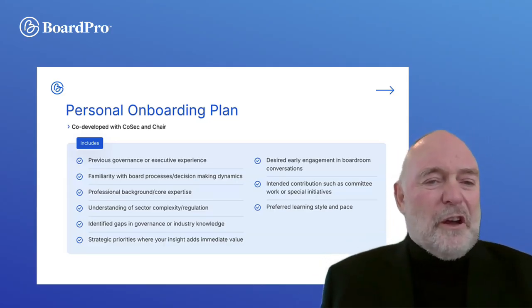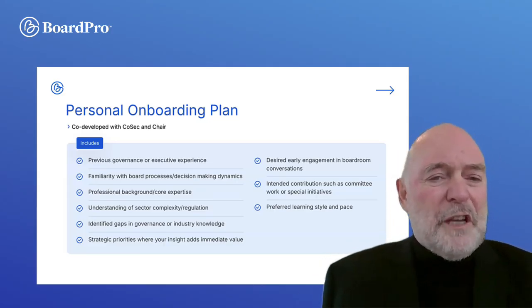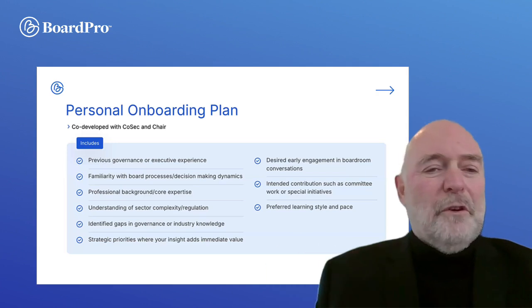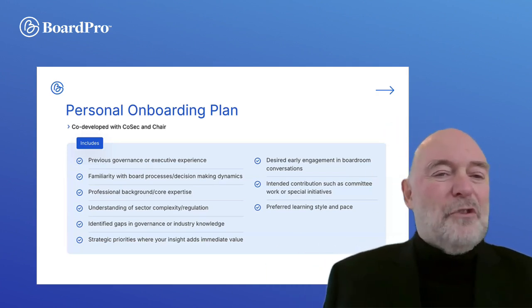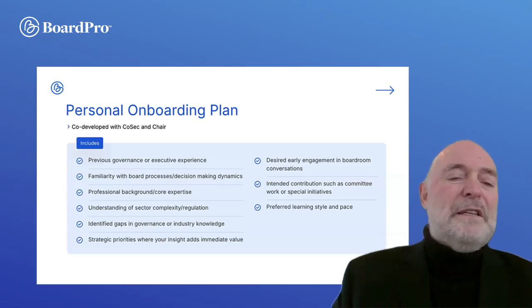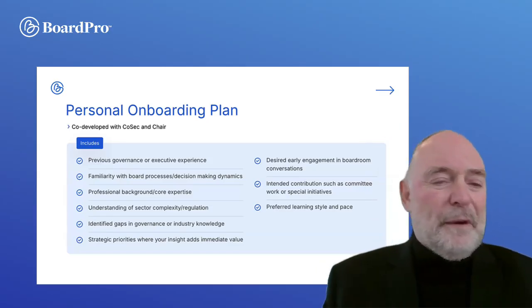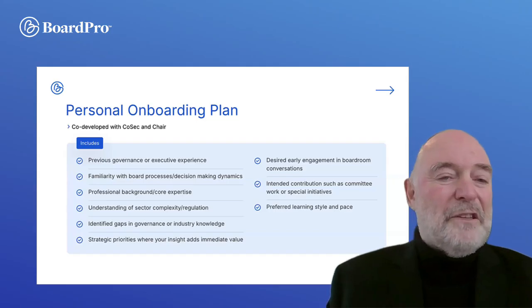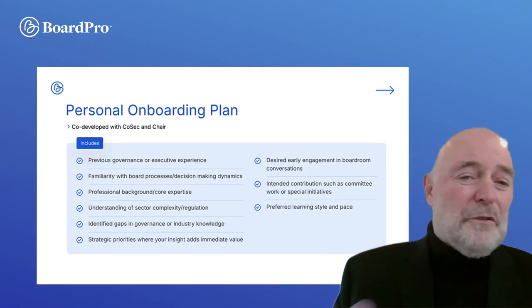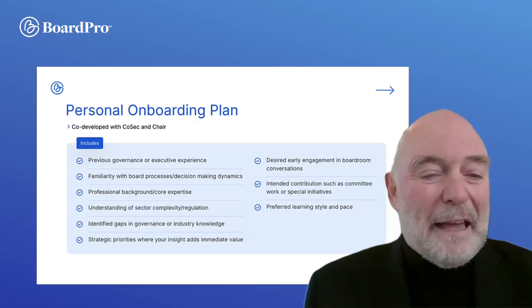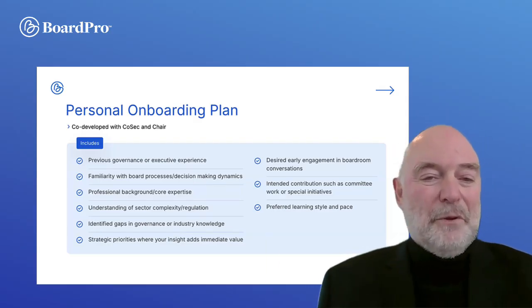What's your preferred learning style? Do you prefer one-on-one conversations? Would you prefer written? This is all about the learning style and helping that director really understand. If we take a half hour to an hour beforehand and develop this personal onboarding plan for that director, it means it's tailor-made for them, using a lot of generic material, but how we deliver that is more specific to that person.